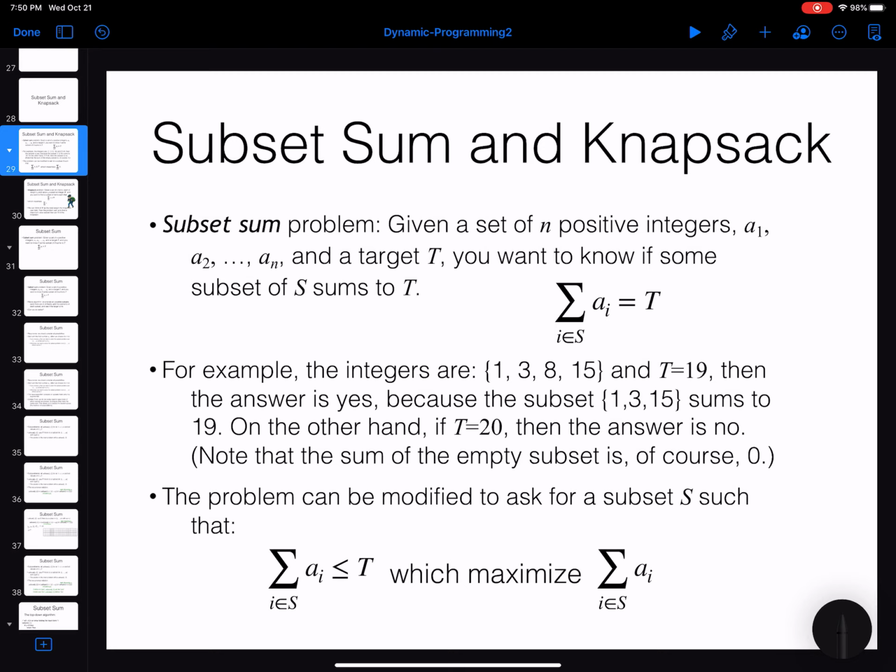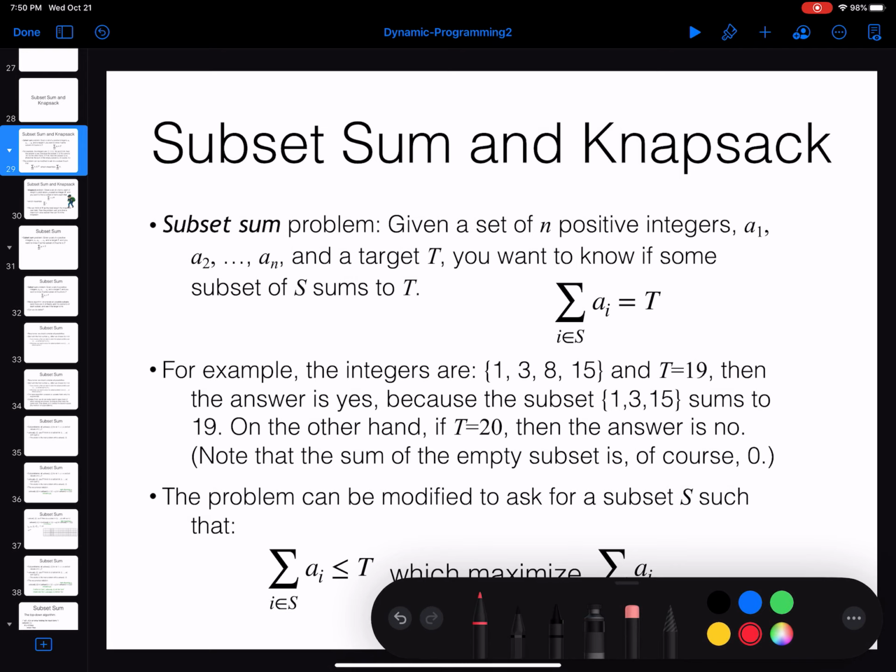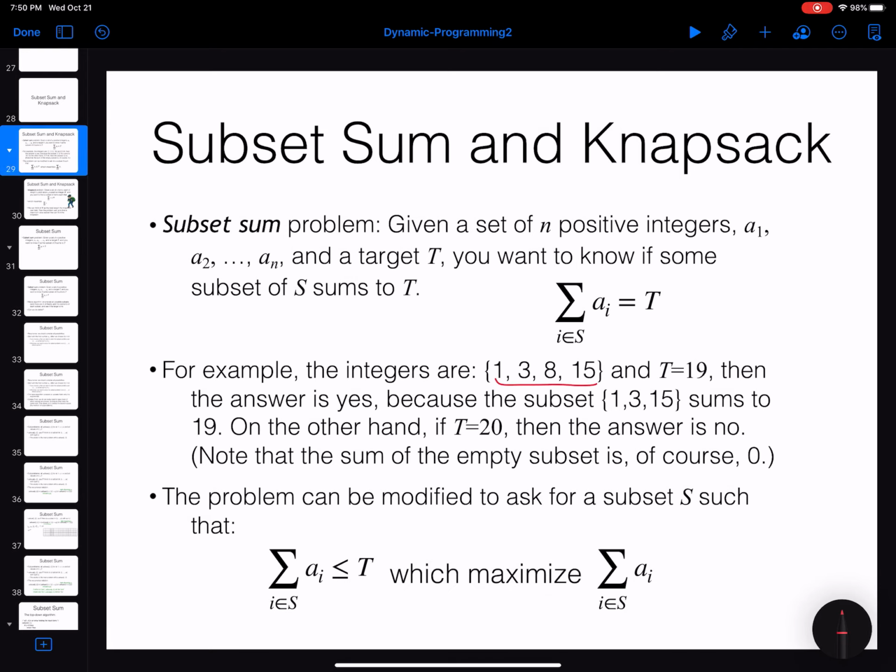Let me actually give you an example. Assume I have four numbers, 1, 3, 8, and 15. And we are going to look for a set of these numbers that the summation of them is equal to 19. The answer here is yes, and I can find a set of these numbers. And what are those numbers? The numbers are going to be 1, 3, and 15, right?